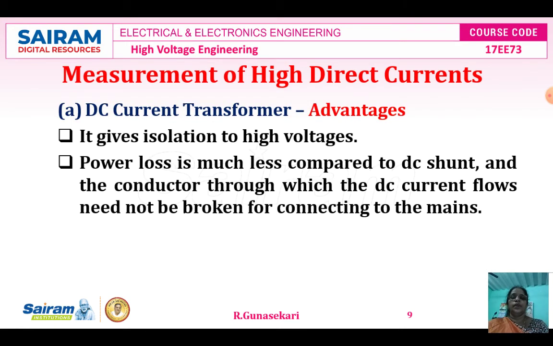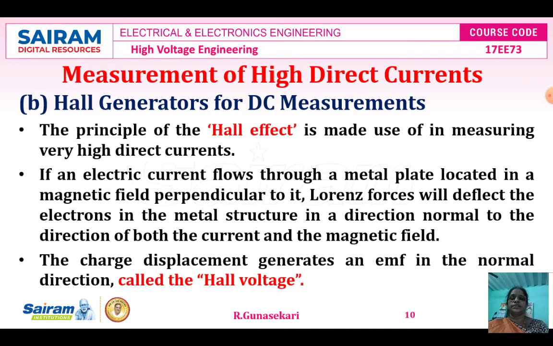Okay. Then advantages of DC current transformer: it gives isolation to high voltage, power loss is less compared to DC shunt, and the conductor through which the DC current flows need not be broken for connecting to the mains.